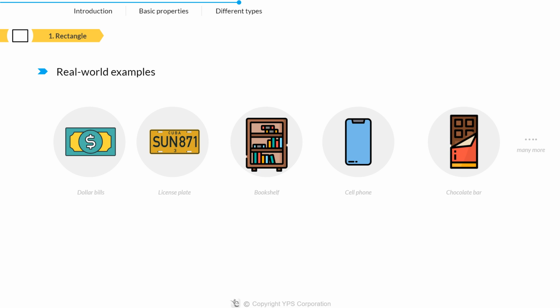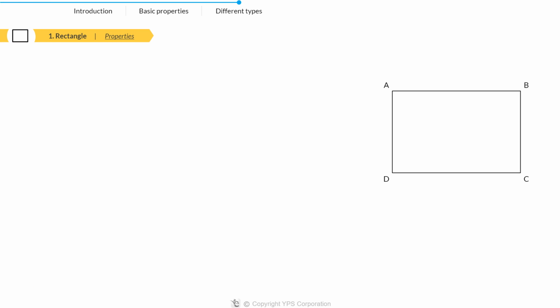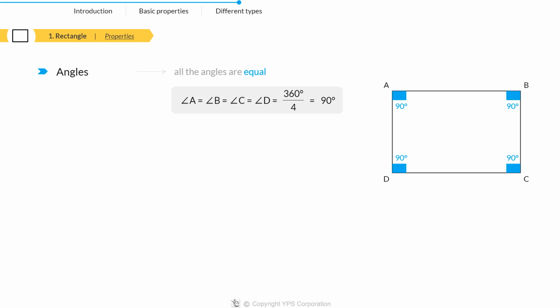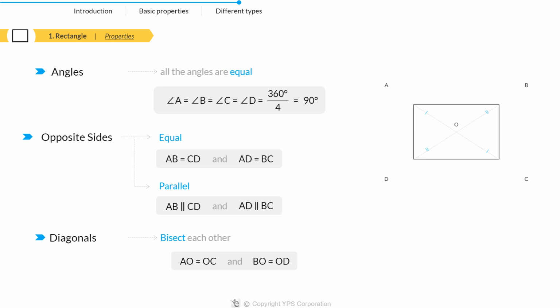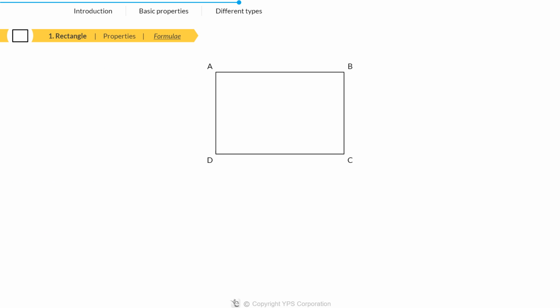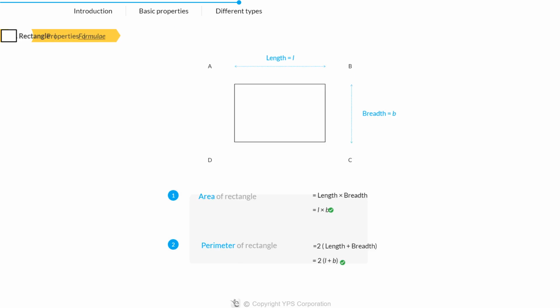Moving on to the properties of a rectangle. A rectangle has three properties. All the angles of a rectangle are 90 degrees. Opposite sides of a rectangle are equal and parallel. And diagonals of a rectangle bisect each other. If we want to calculate the area and perimeter of a rectangle, then area of a rectangle equals length into breadth, and perimeter of a rectangle equals 2 into (length plus breadth).